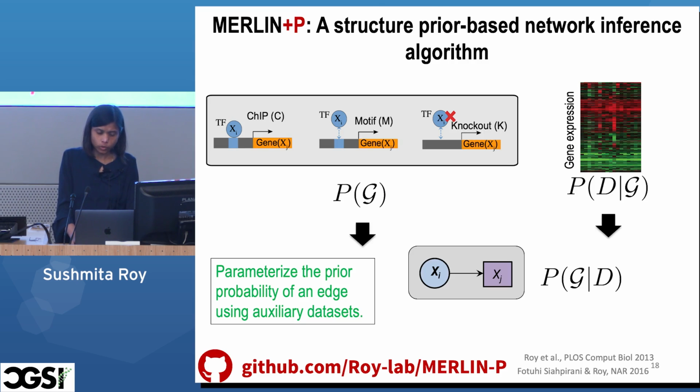What we've done is use something based on a structure prior based framework. And so here what we've done is we think of the thing that we want to infer, the graph G, as a high dimensional random variable, and we want to put priors on the graph structure. And that prior is informed by these different auxiliary sources of data. And what we are saying is that we want to put a prior probability of an edge based on these different data sets, and then when we see gene expression data, what we'll get is something that is informed by both the prior as well as the data.